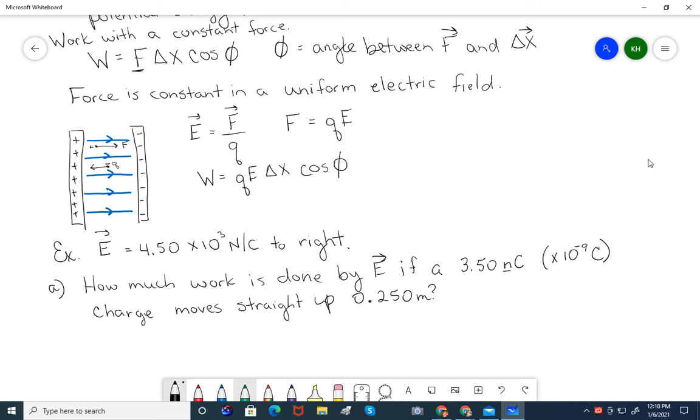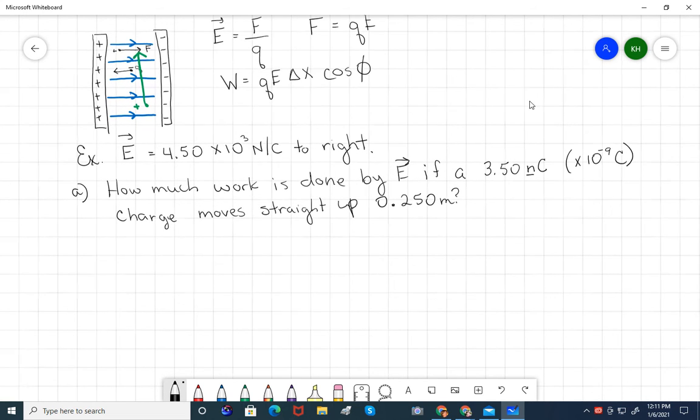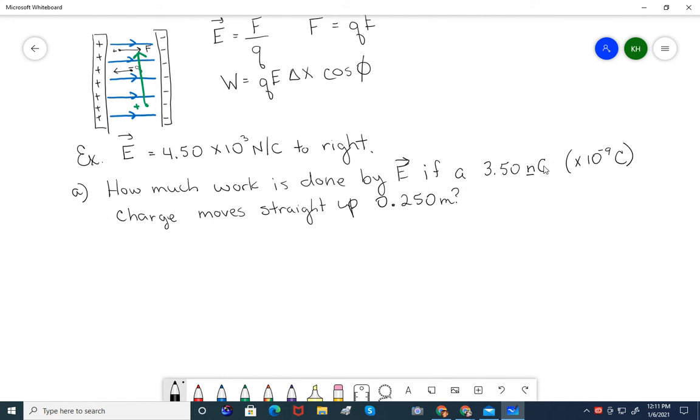I'm going to draw that. I'm going to draw it in a different color. So they're saying, what if I take this positive charge right there and it moves straight up? Well, if you'll remember, our formula, in this case, the displacement and the force are perpendicular.